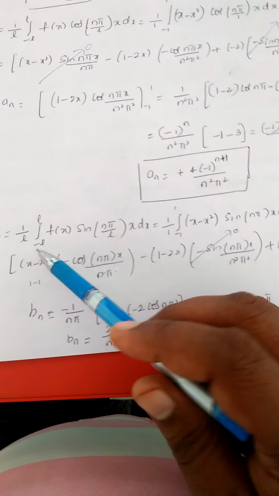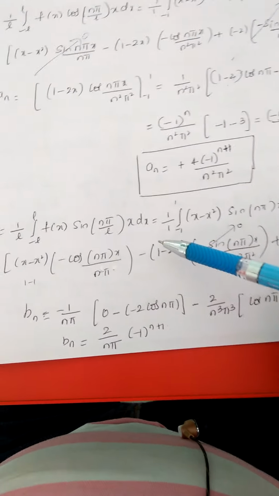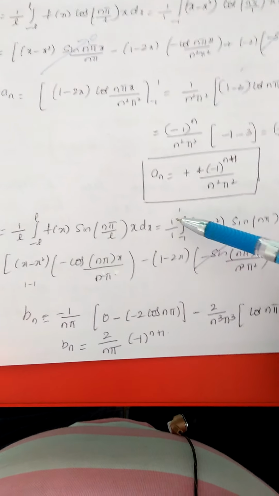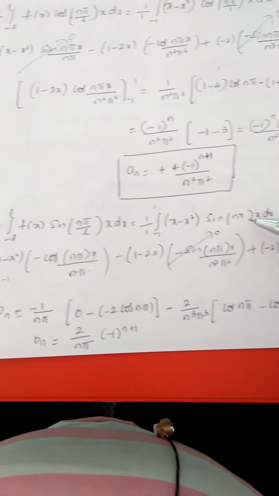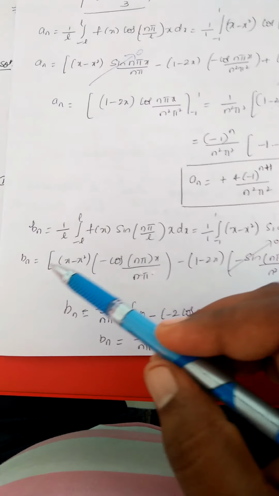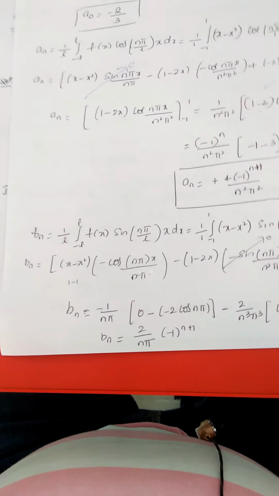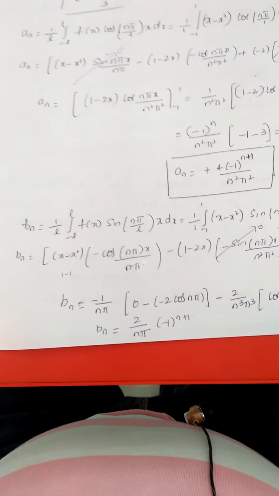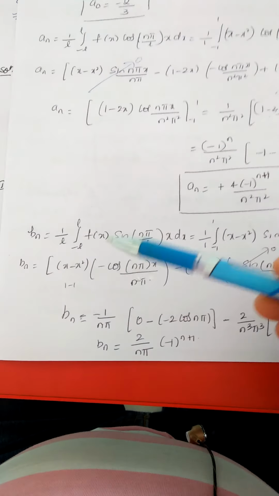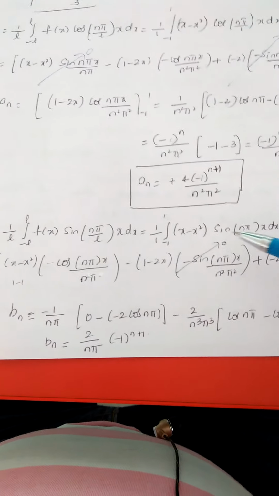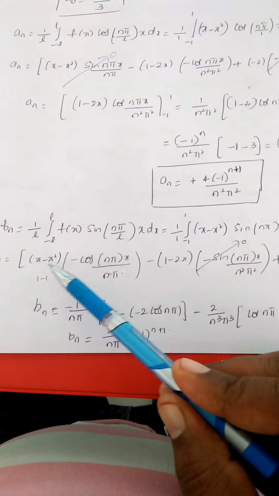Now bn is 1 by L, integral from minus L to L of f of x sin n pi by L into x dx. So, since L is 1, we get the integral from minus 1 to 1 of x minus x square times sin n pi x dx. Okay, therefore bn is 1 by L. If you substitute this, we get this. Now use Bernoulli's rule of integration by parts.